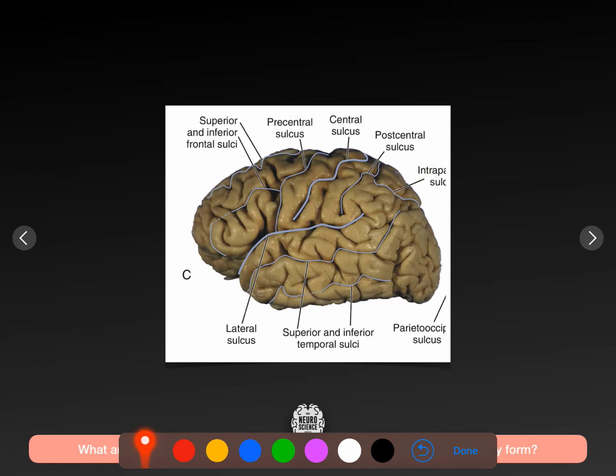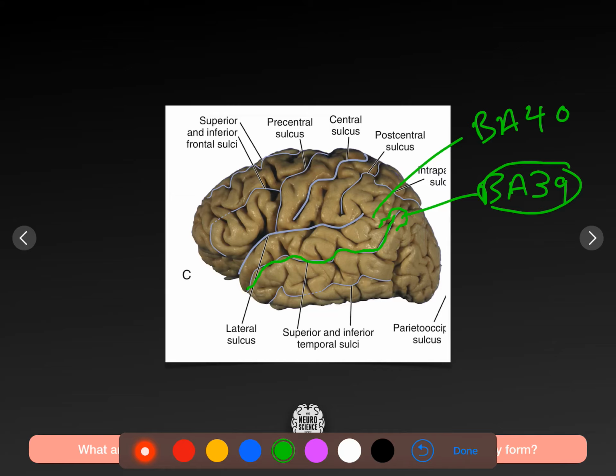Follow the lateral sulcus posteriorly, and this gyrus here is termed the supramarginal gyrus, and this is Brodmann's area 40, BA 40. Follow the superior temporal sulcus here, and then this corresponding region that wraps around it here is BA 39, the angular gyrus. If you have a lesion of the angular gyrus, BA 39, you have what's called Gerstmann syndrome, which is in the more advanced neuroanatomy.